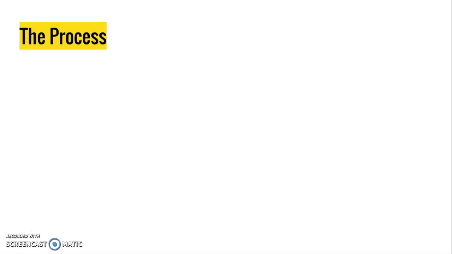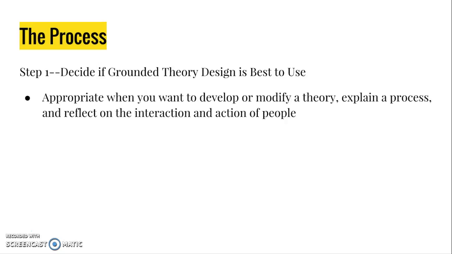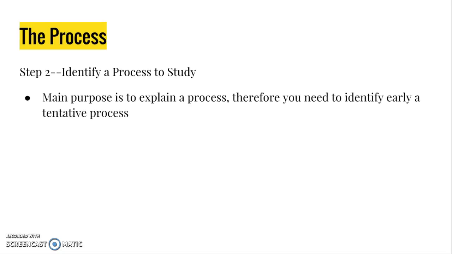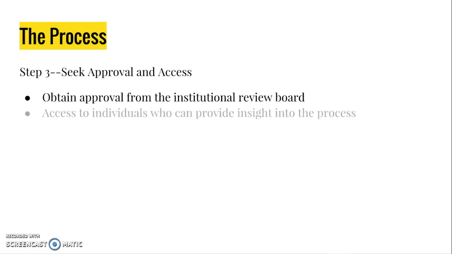So what is the process of grounded theory? There are several steps, 8 steps in fact. So I will just quickly go over those. Step 1 is to decide if grounded theory is actually the best design to use. Step 2 is to identify a process to study. Your process might emerge during your project, but you also need to have an idea of what that will be when you're in step 2 of this. Then step 3 is seeking appropriate approval and access.